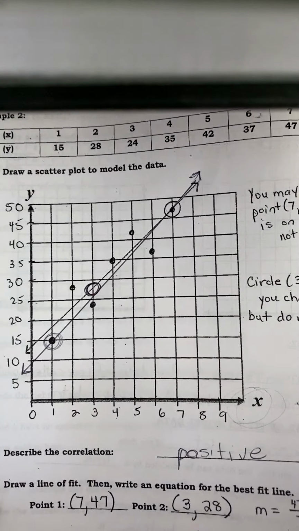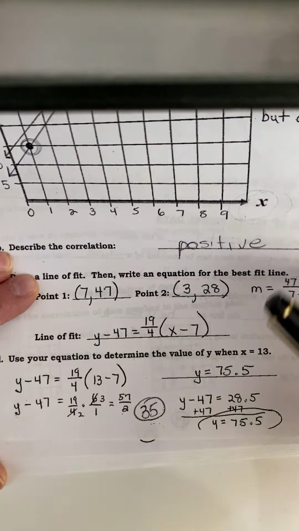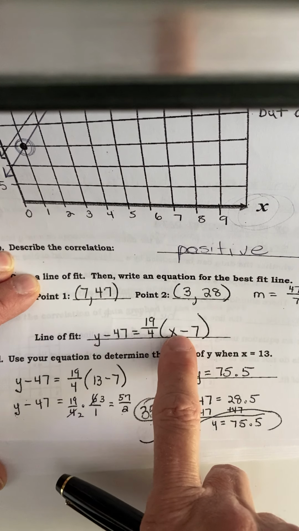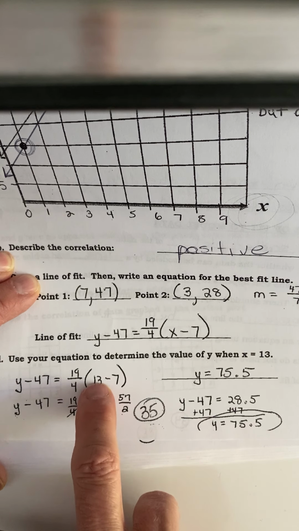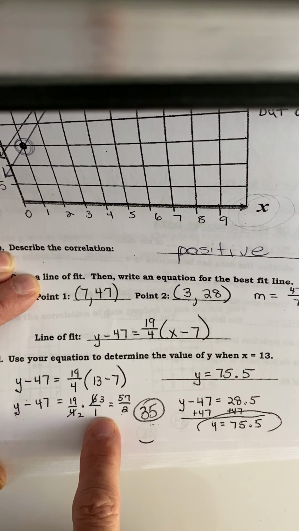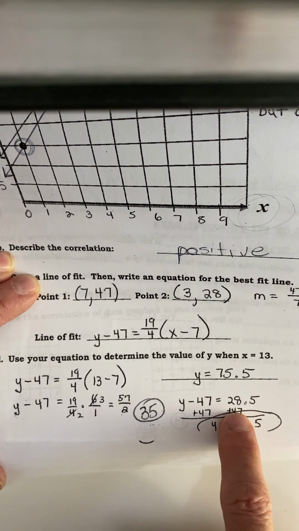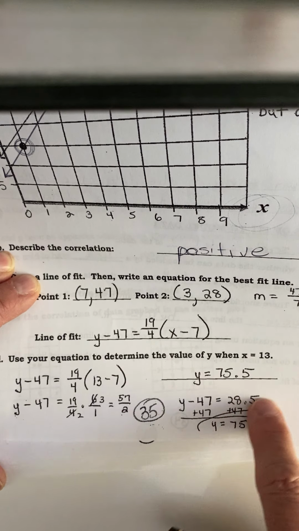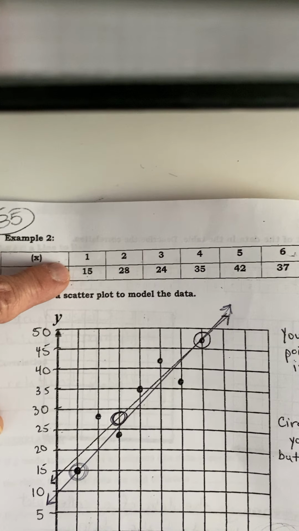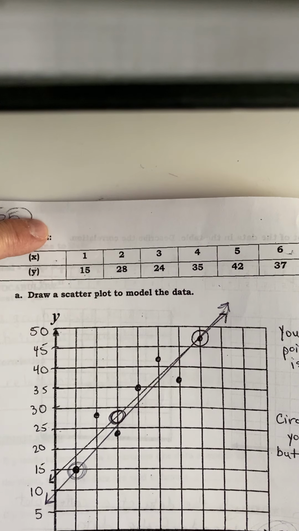So the way I'm going to figure out a value is to let x equal 13 in my equation. Instead of writing x, I write 13. 13 minus 7 is 6. When I do 19/4 times 6, I get 57/2, which is 28.5. When I add 47 to 28.5, I get 75.5. That matches what I expected, because the line would continue and it looks like it would be up in the 70s.